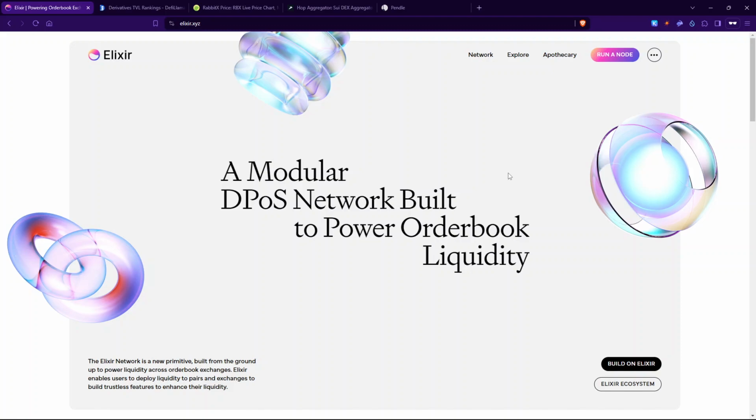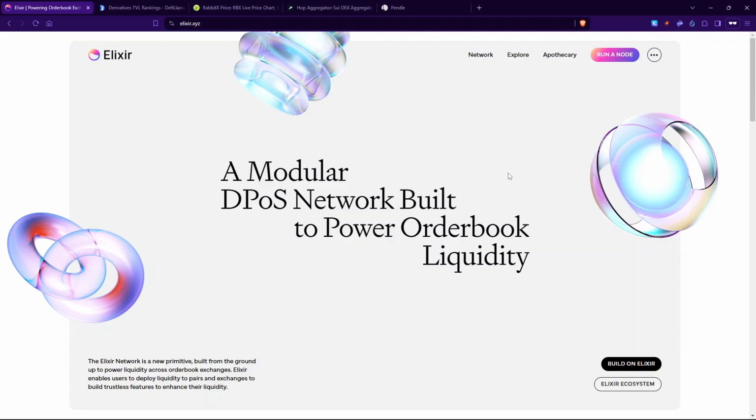Let's say there's a hot meme coin in the market, right? Then I can quickly list it on my exchange and open a pool on Elixir with a very high APY, and it will encourage people to provide liquidity to that pool as well. So these hot meme coins will also start having higher liquidity going forward. It's a great use case that Elixir is trying to solve.